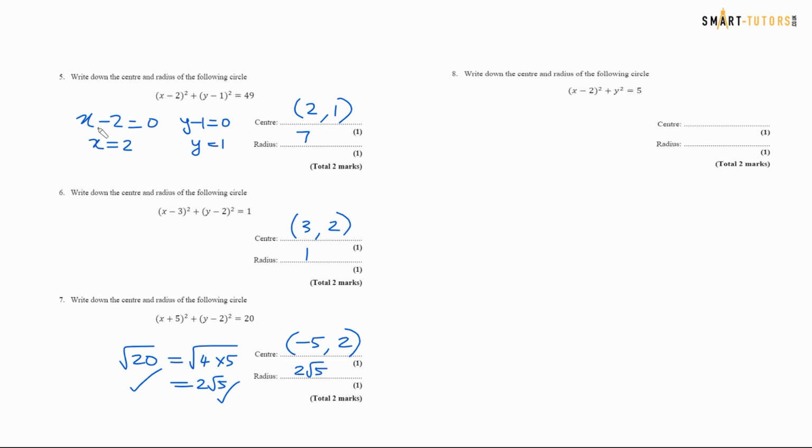Question number 8. X minus 2 equals 0. So the x coordinate is going to be 2 and the y coordinate is going to be 0 and the radius is the square root of 5.